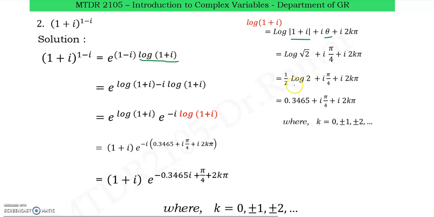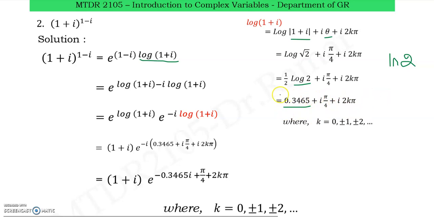Now what is log 2? Use a calculator. You have to find ln 2, then divide by 2, so that the value is 0.3465, plus i times theta, which you know already. Theta is the argument, that is pi over 4 plus 2k pi.